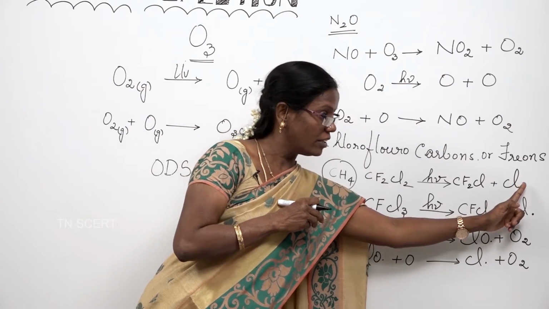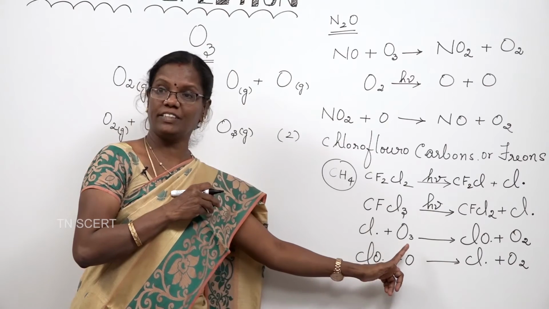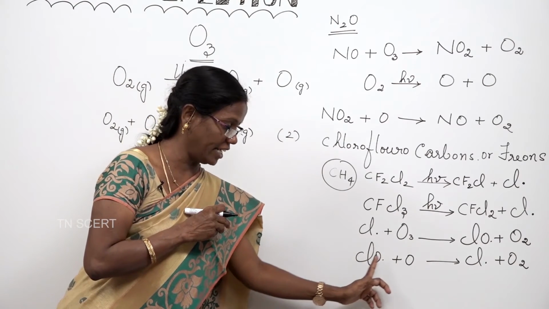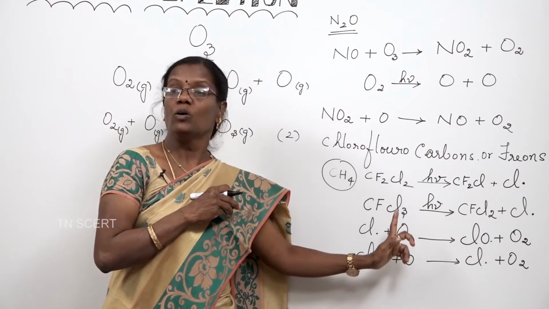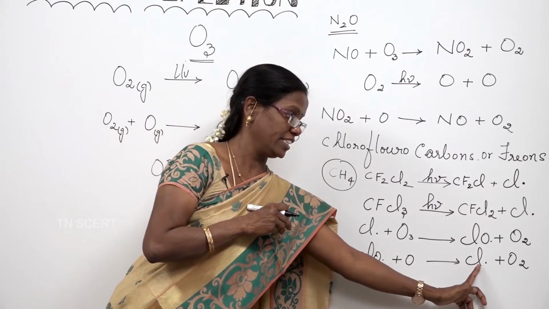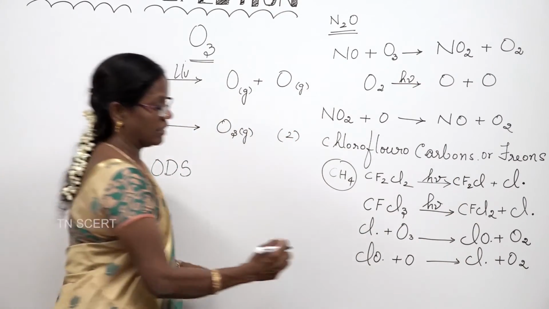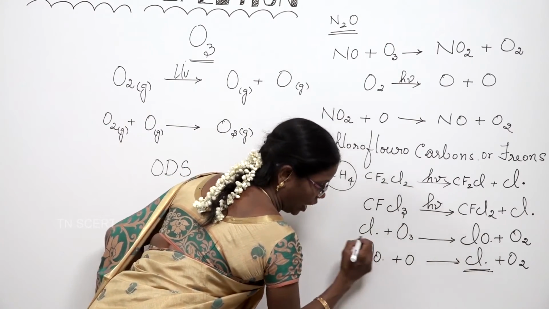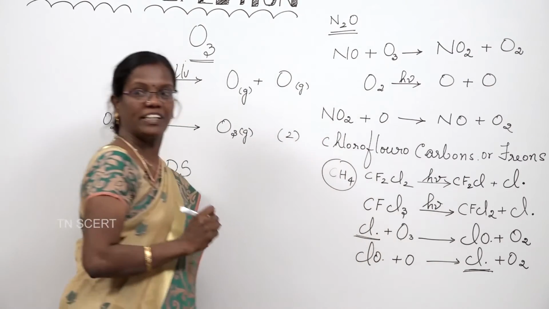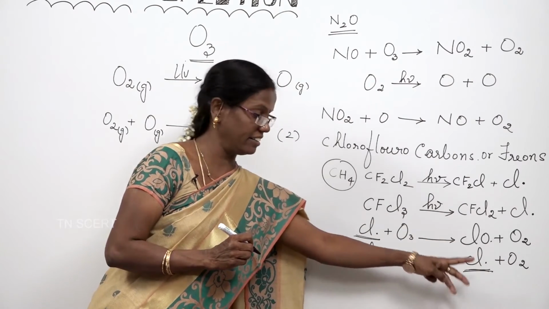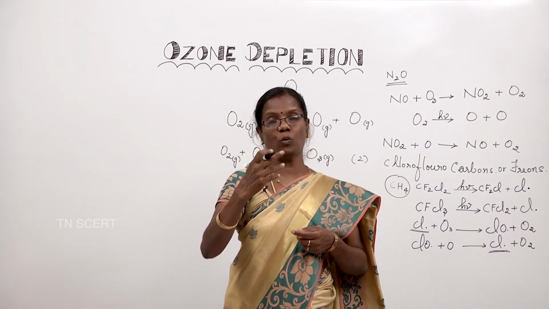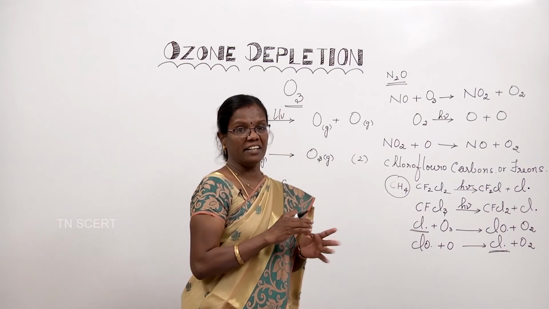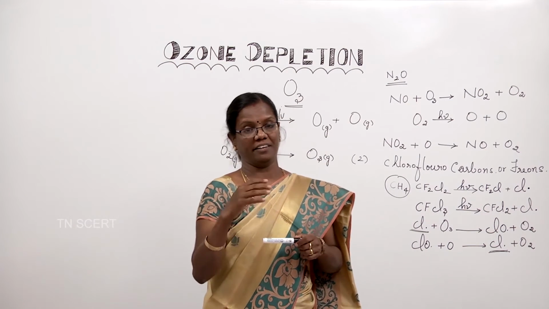Then this free radical Cl reacts with the ozone molecule and forms this ClO dot and O2. Again, this ClO free radical reacts with atomic oxygen giving Cl dot and O2. See, this free radical is formed here. Actually, this free radical alone can react with O3 effectively. So, this is formed again and again. Therefore, the depletion of the ozone layer continuously goes on like this, causing great damage to the ozone layer.